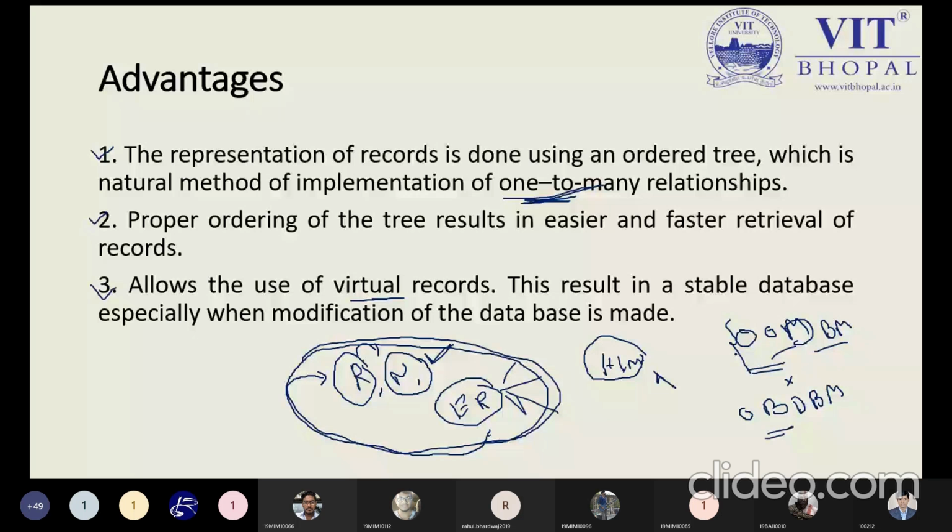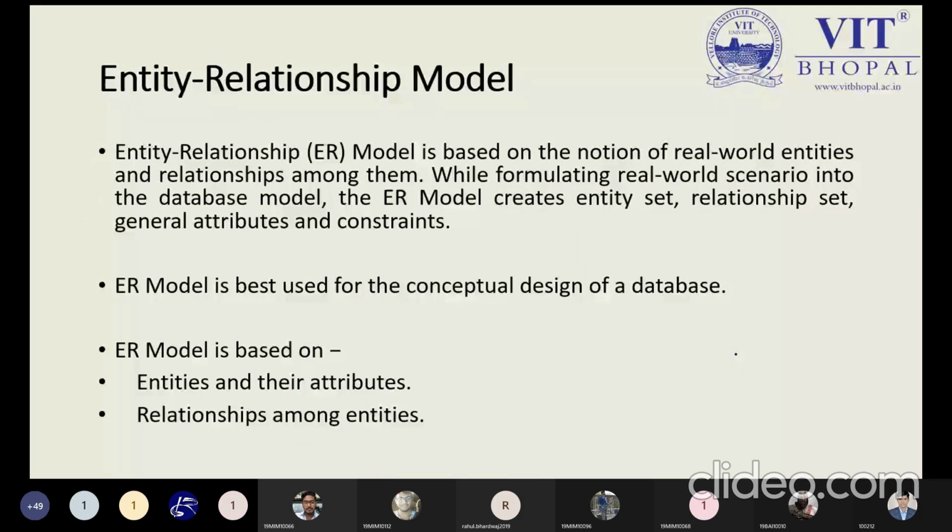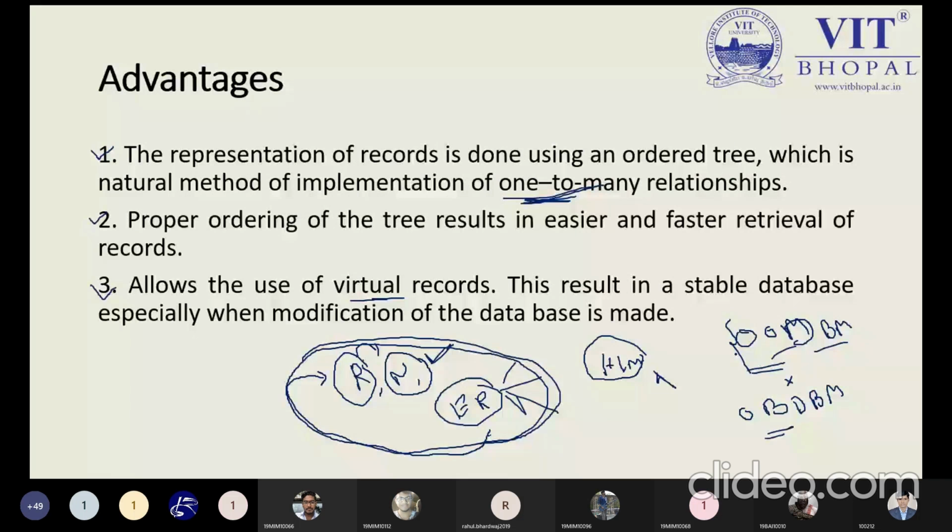Before jumping to the entity relationship model, please let me know, is it clear to all about these three important models: relational model, network model, and hierarchical model? If it is clear to all, then I can move to the ER model, and this is the most important part from which I can ask two questions. So before jumping to the ER model, let me know this part. Is it clear to all? Relational model, network model, and hierarchical model.